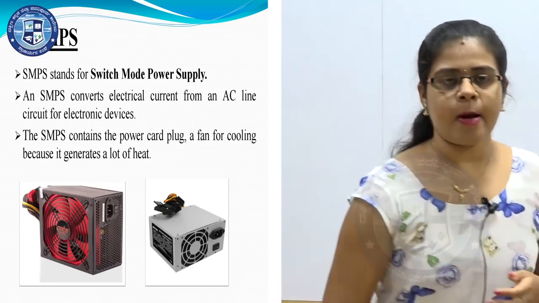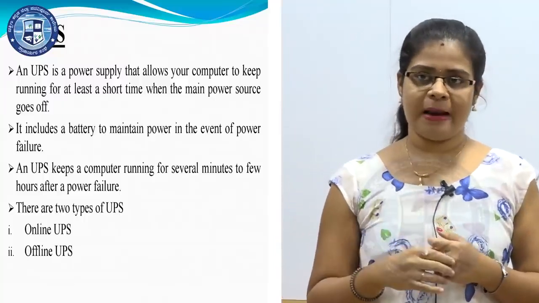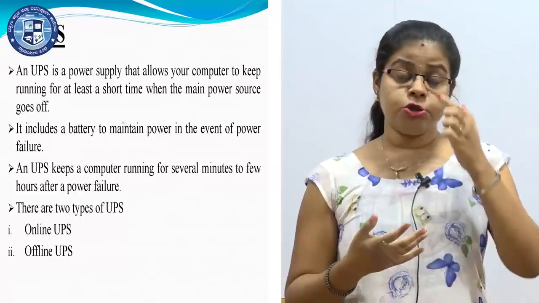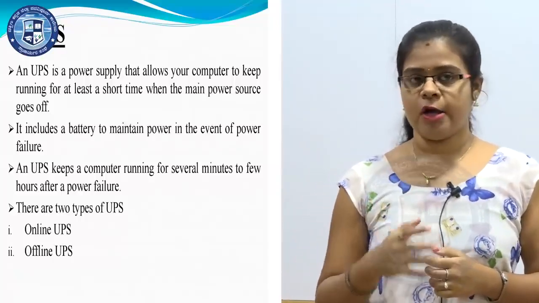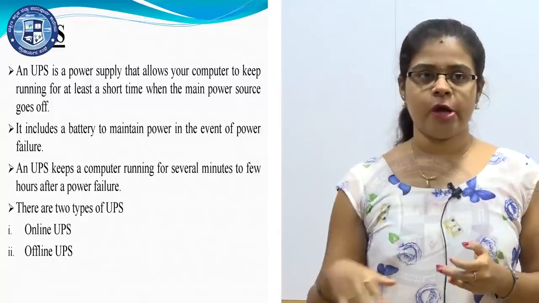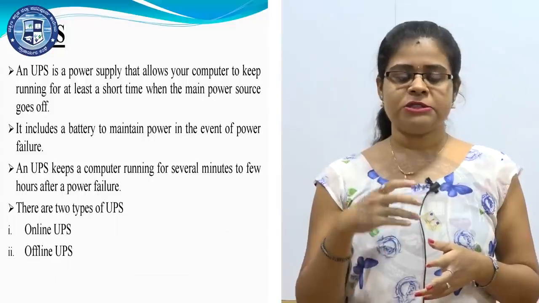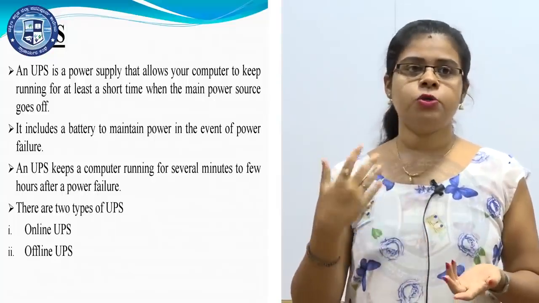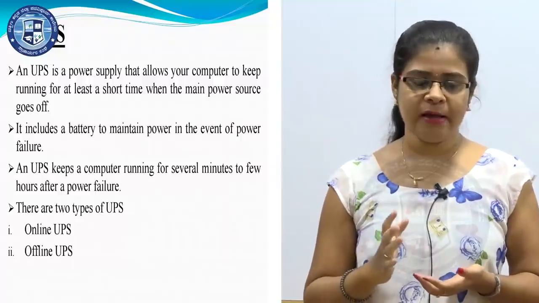The second type of power supply is UPS. A UPS is a power supply that allows the computer to keep running for a short time when the main power source goes off. When the main power supply goes off, we still need to work with our computer, so the UPS allows your computer to run for at least a short period of time.